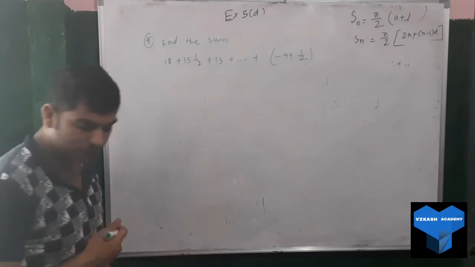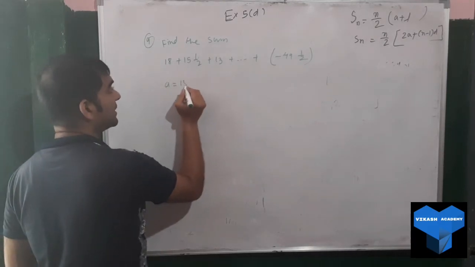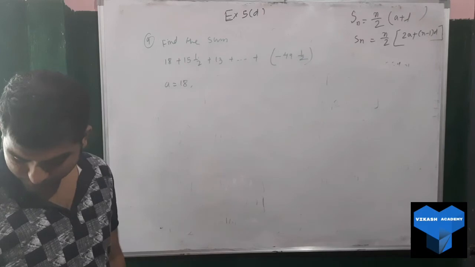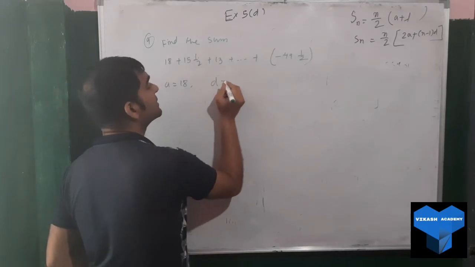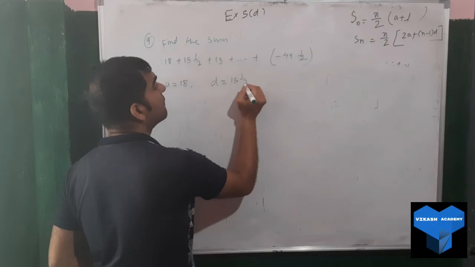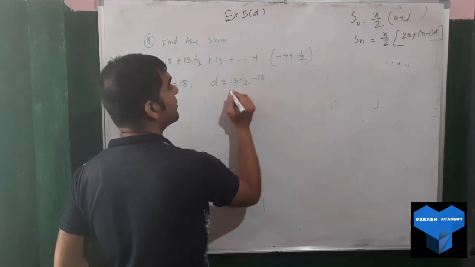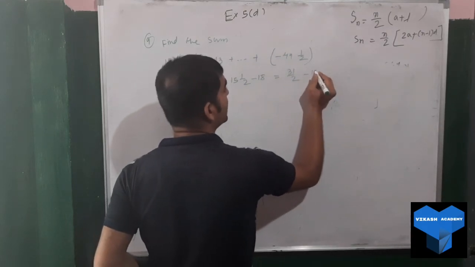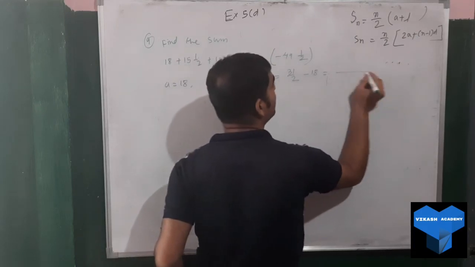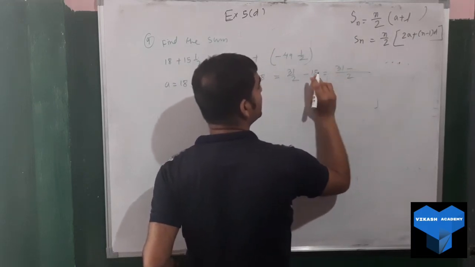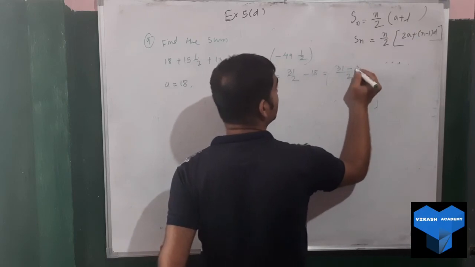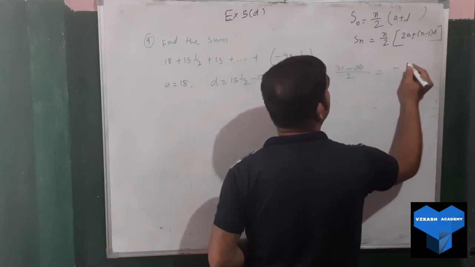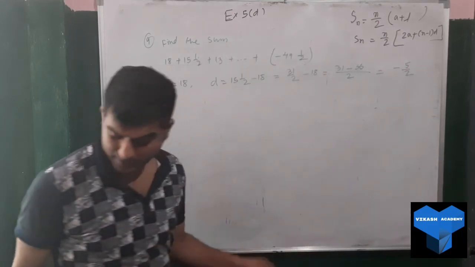We will find all the terms first here. So a we have how much? a is 18. Then next, the difference we have to find out. Difference is the second term, 15 and a half, minus 18. Let us see how much you are getting. So 15, 2 into 2, 30 plus 1, 31 by 2 minus 18. Take the LCM, you will have 2 as LCM here. So 31 minus 18 times 2, that is 36. So we will get minus 5 by 2. So we got d equal to minus 5 by 2.